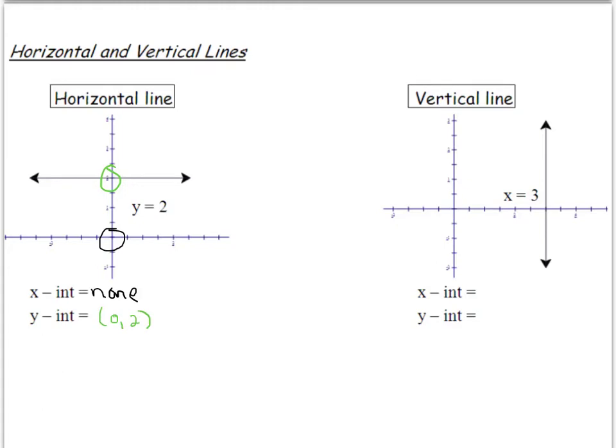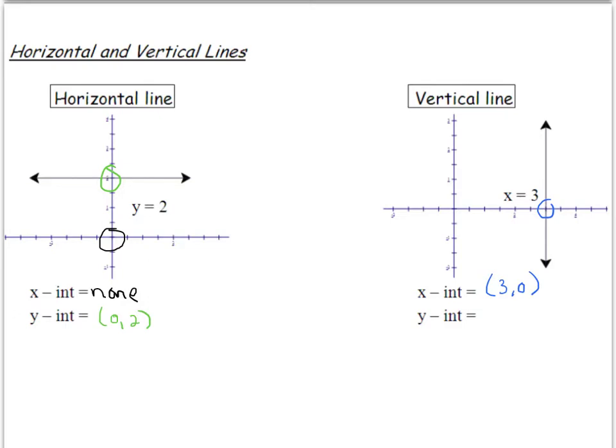Now, if we take a look at our vertical lines, over here, a vertical line is an x equals equation. It's an x equals equation, meaning it's a line that cuts through the x-axis at a certain point. That certain point is your x-intercept, and in this case, the x-intercept is at 3, so we're going to put a point at 3, 0.